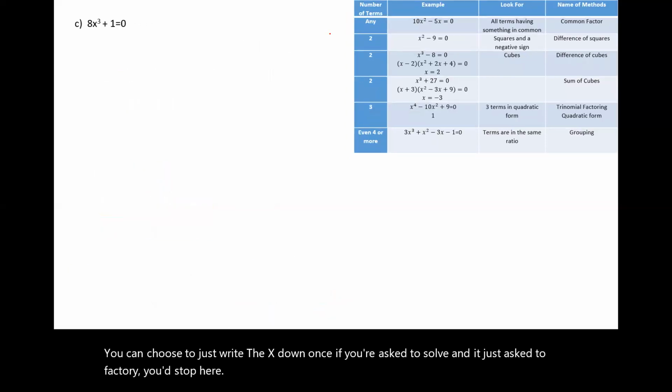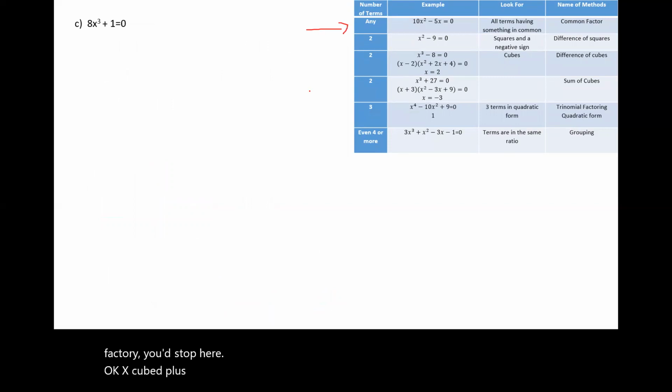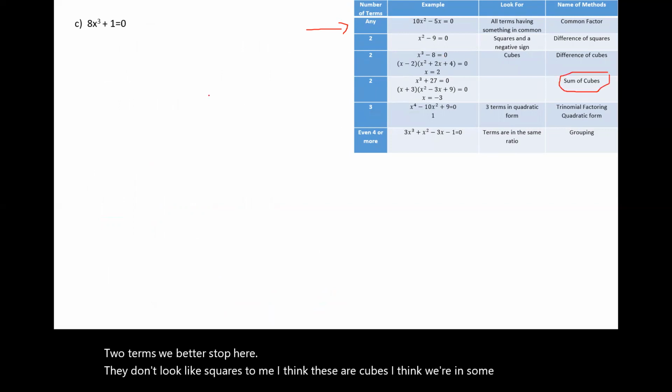Okay, x cubed plus 1. Are there any common factors? No. 2 terms. We better stop here. They don't look like squares to me. I think these are cubes. I think we're in sum of cubes. Ooh, can we remember how to do this?